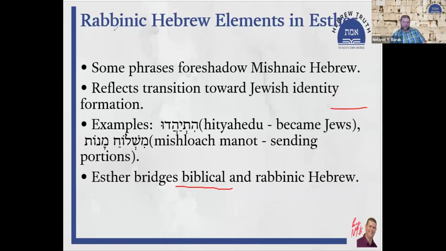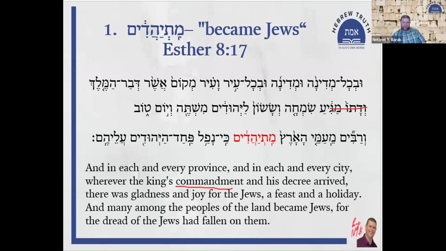Rabbinic Hebrew. Okay. So the Book of Esther, or late biblical Hebrew in general, is a link in that chain that we've talked about. And that's the final link of what would be biblical Hebrew. And so it's not surprising to find affinity to what would be later on Rabbinic Hebrew, Mishnaic Hebrew. Okay, let's see an example.